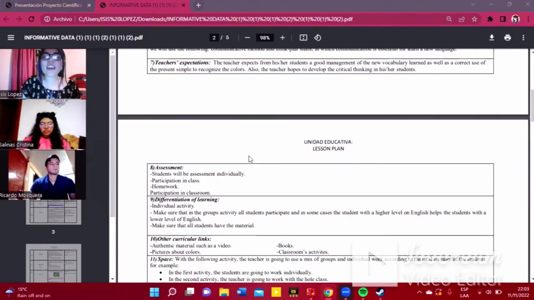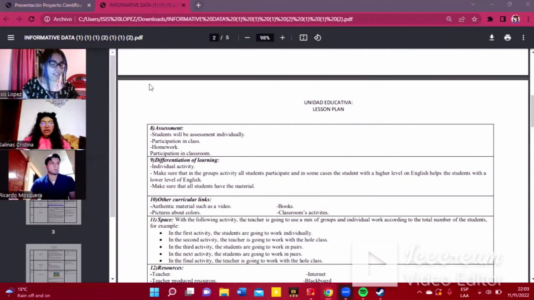The assessment. The teacher can use different ways to make sure that the students are acquiring the language. For example, students will be assessed individually, meaning with participation in the classroom. In some cases, the assessment could also be a homework, and if the teacher wants, they can use evaluations, which could be at the end of the lesson or on the next day.